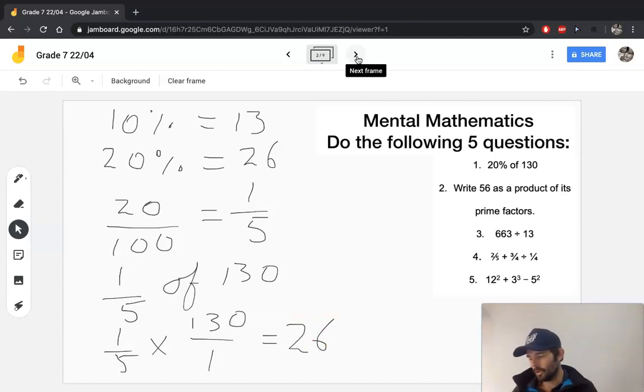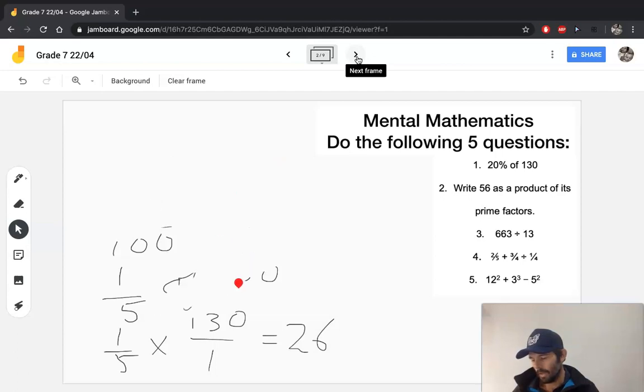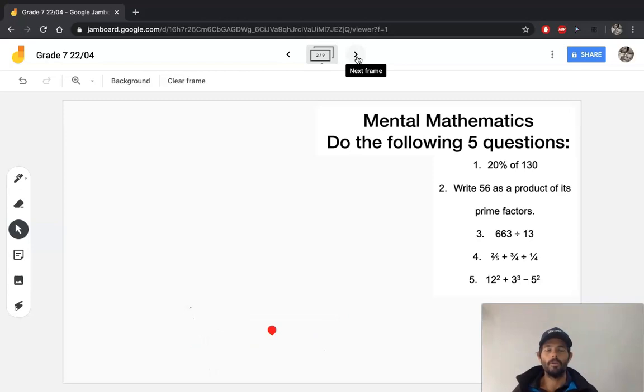Question number 2 is a concept that we covered a few weeks back. It'll be interesting to see if you can remember how to write a number as a product of its primes. Remember, prime numbers have only got 2 factors, themselves and the number 1. So for example, the number 7 can only be divided by 7 and 1, so therefore it's a prime number. There were 2 methods that I introduced you to. I introduced you to the ladder method. My lowest prime number that goes into 56 is 2.